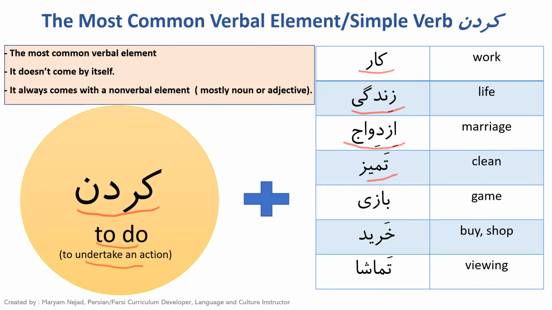Next is تمیز. So تمیز کردن means to clean. Next one is بازی. So بازی کردن means to play. Next one is خرید. خرید کردن means to shop. And then next one is تماشا. So تماشا کردن means to watch.